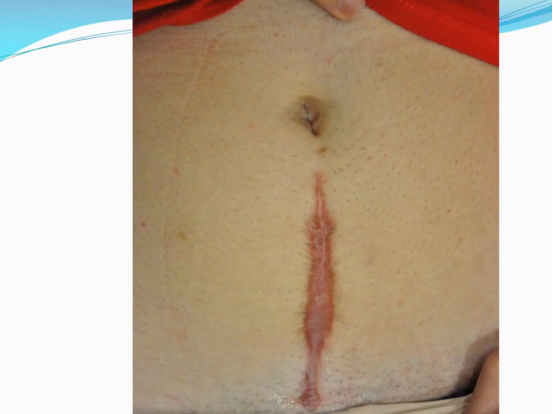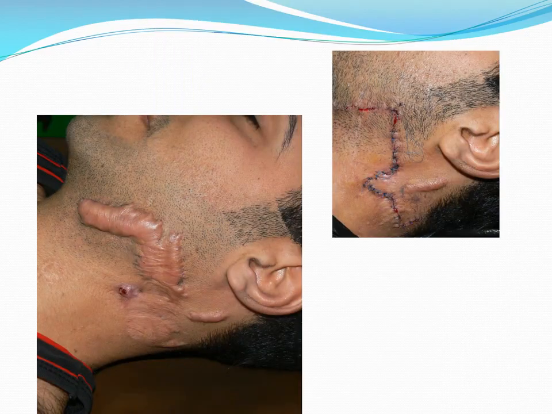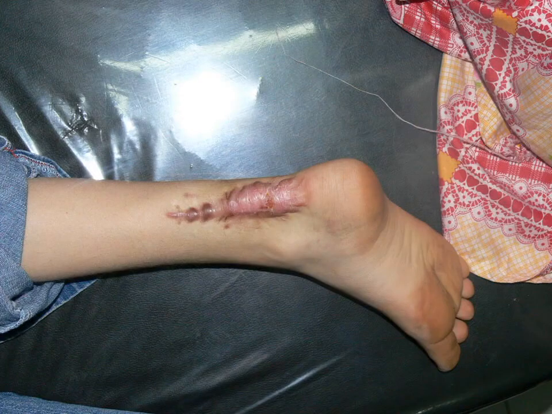There is elevation, there is redness, there is extension of the healing process beyond the margin of the wound, and increasing the size and elevation of that wound. This is itchy, painful, causing cosmetic problems to the patient and functional problems. These are also keloids that have been excised. This is a keloid also after surgery.